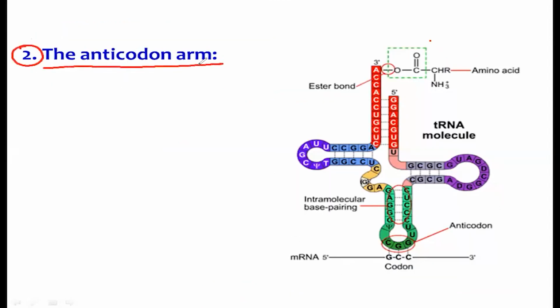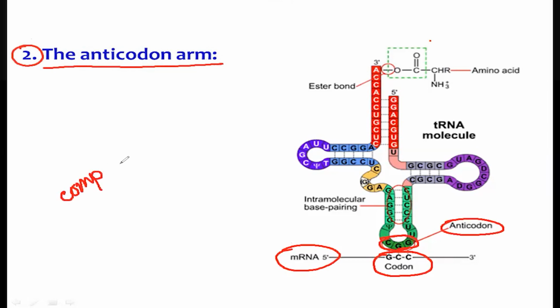This is the anticodon arm. This arm with the 3 specific nucleotide bases is responsible for the recognition of the triplet codon of messenger RNA. Here is the messenger RNA, and this is the triplet codon of messenger RNA. And the codon and anticodon are complementary to each other. This interaction is complementary.